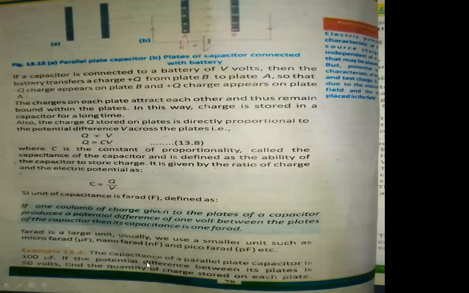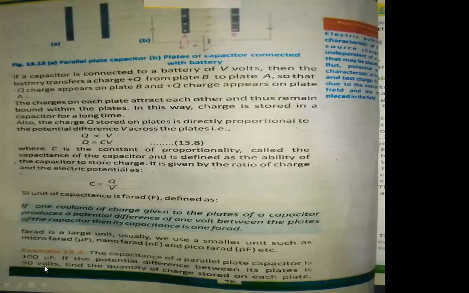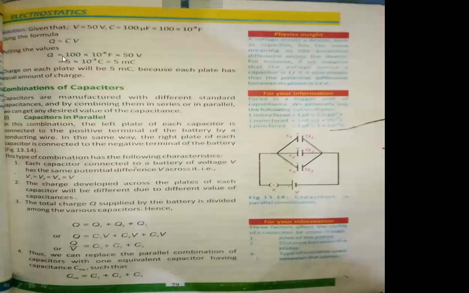The capacitance of a parallel plate capacitor is 100 microfarad, and you know micro is 10 to the power minus 6. If the potential difference between its plates is 50 volts, find the charge stored on each plate. First of all, I write the given data. Potential difference is 50 volt, and the capacitance of the parallel plate capacitor is 100 microfarad. So C is 100 microfarad.